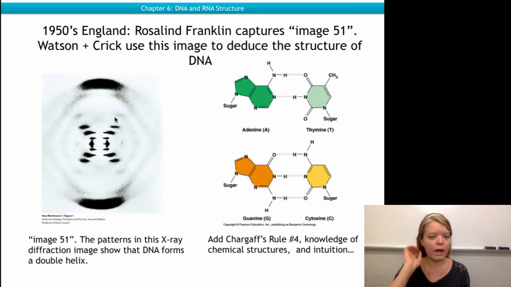Now, when Watson and Crick, the famous discoverers of the DNA structure, became aware of the image, they started proposing different potential structures, and they were wrong for the first few. In fact, they were banned from working with DNA due to the slightly illegal ways that they obtained image 51 from Rosalind.